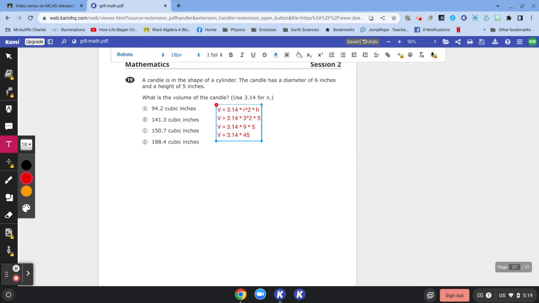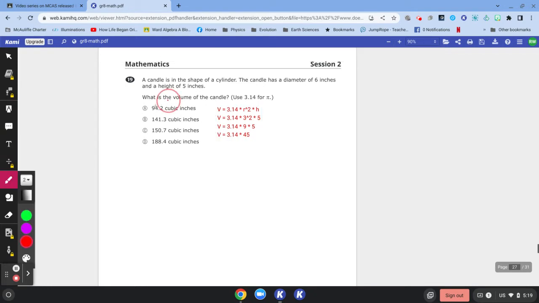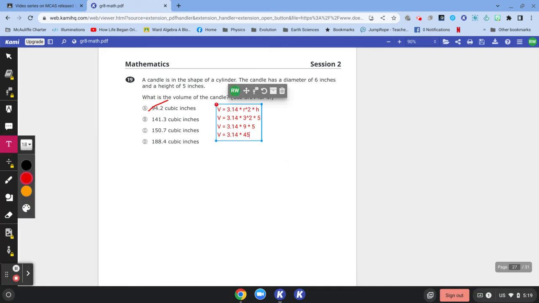Well, 45 times 3 is going to be 135. So we're somewhere above 135. It looks to me like 94.2 is right out. We can cross that out, and we can ignore that one. So we just need to work out what 45 times 3.14 is. So let's just do that calculation. 3.14 times 45. Okay. And I'm going to go ahead and work that out.